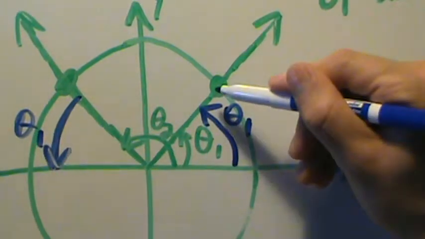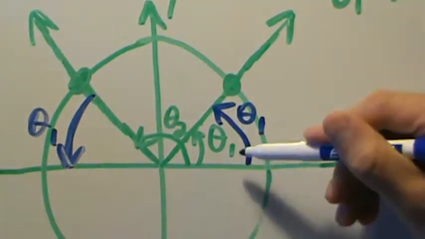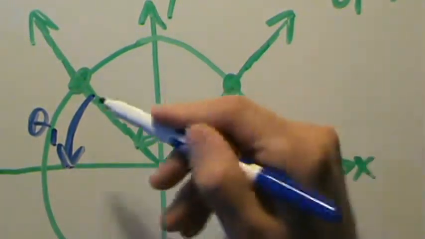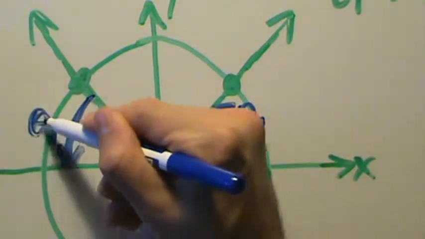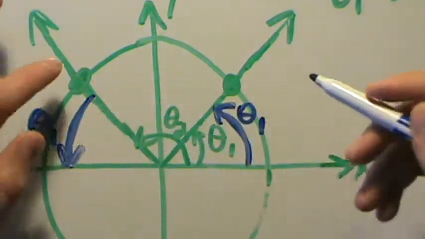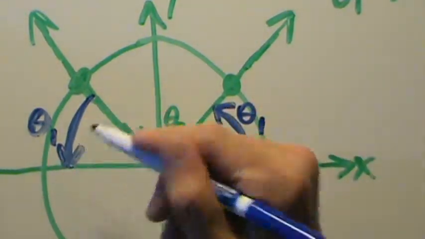Why is that? It's because this point here and this point here have the same y-coordinate. Therefore, this angle and this angle must be the same. It's because these 2 points have exactly the same y-coordinate, and that's roughly the reason why this angle here and this angle here have to be exactly the same.